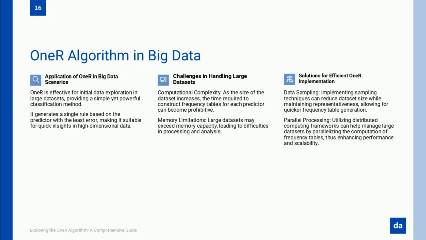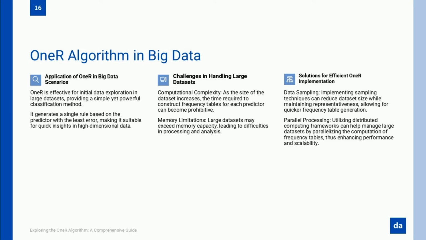Memory limitations are another challenge. Large datasets may exceed the available memory, making it difficult to store and process frequency tables. Without efficient memory management, the algorithm may struggle to handle high-dimensional data. One approach to addressing these issues is data sampling. Instead of processing the entire dataset at once, representative samples can be used to generate frequency tables. By selecting subsets that maintain the overall distribution of the data, sampling can significantly reduce computational costs while still preserving the accuracy of the OneR model.